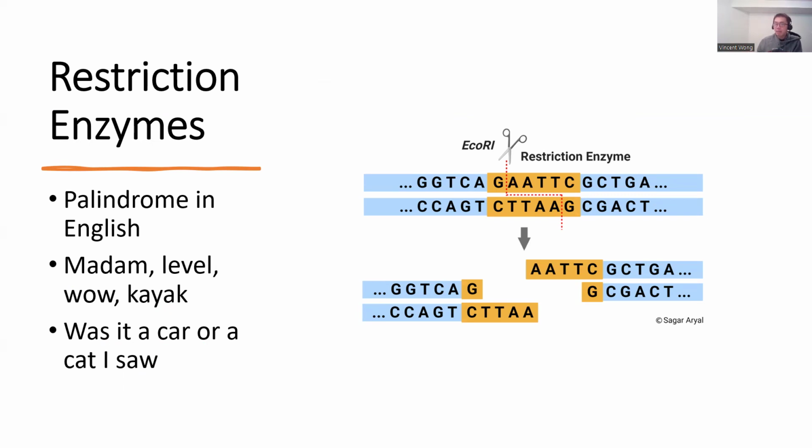Now in DNA, palindromic sequences can also occur. Look at the orange part here. Read the strand forward, GAATTC. If you read it backward, it's also GAATTC. So these restriction enzymes will find the palindromic sequences and cut them. But each restriction enzyme has its own recognition site, and they are all different.